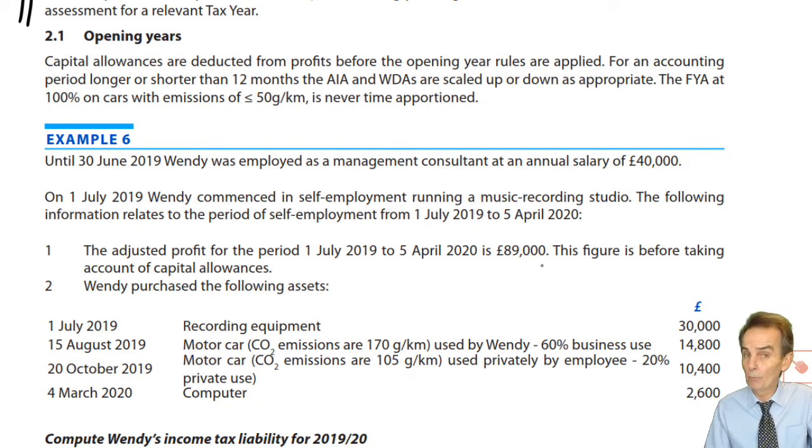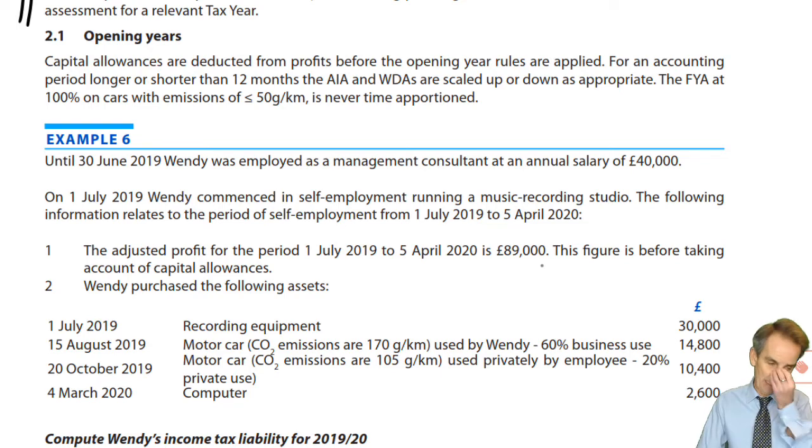What may be rather more relevant to you is the WDA, the writing down allowance, because it too is time apportioned. It is a per annum figure. On the main pool items, 18% per annum. On the special rate pool, that's 6% per annum, on a reducing balance basis, of course.